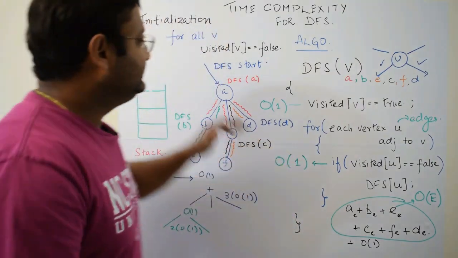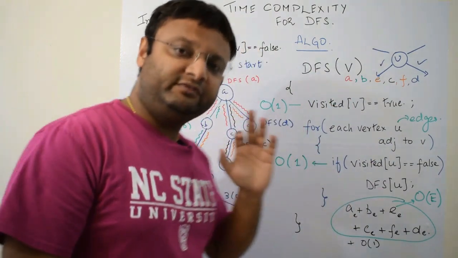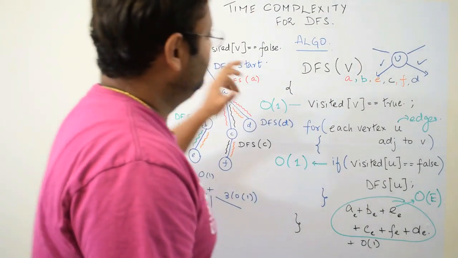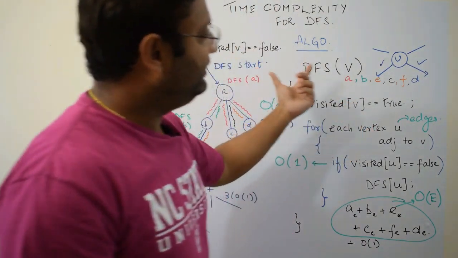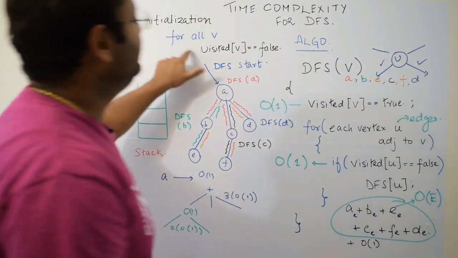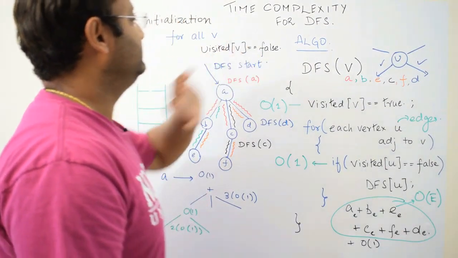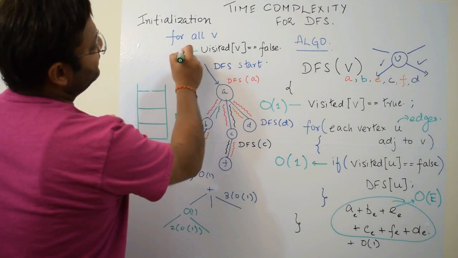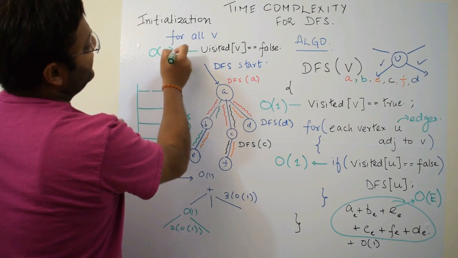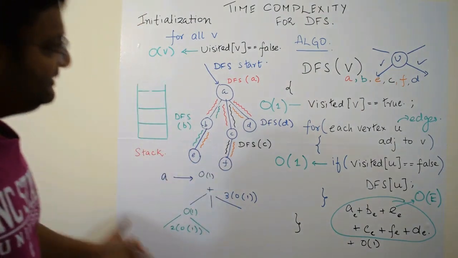Correct. Now, the second part of the algorithm. Are we done yet? No. There is one more small thing which we need to keep in mind. What? The initialization. First of all, before even passing the start vertex to this DFS, we have to initialize the visited array, setting all of its locations to false. And how much time will it take? Tell me how much time it will take? Order of V, because V is the number of vertices. That much time you need to access this array. Correct.